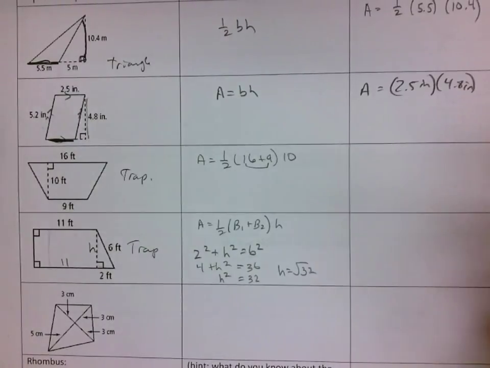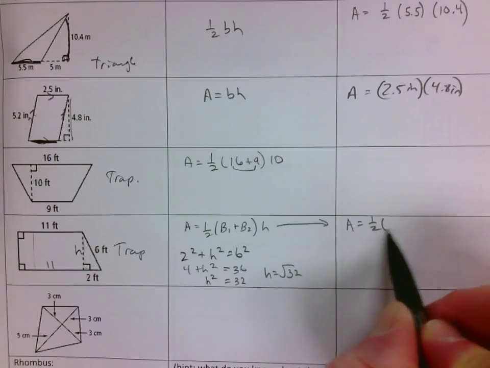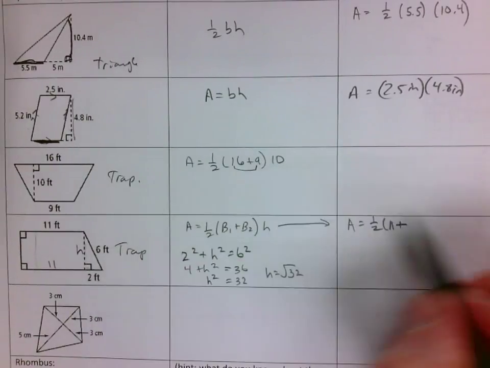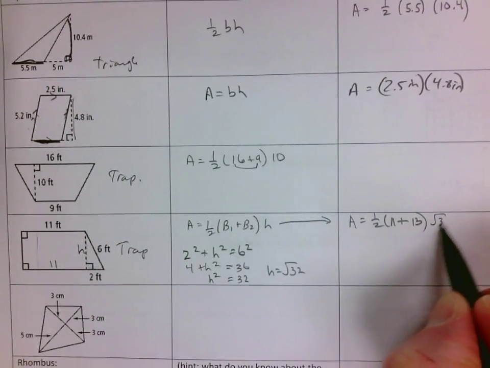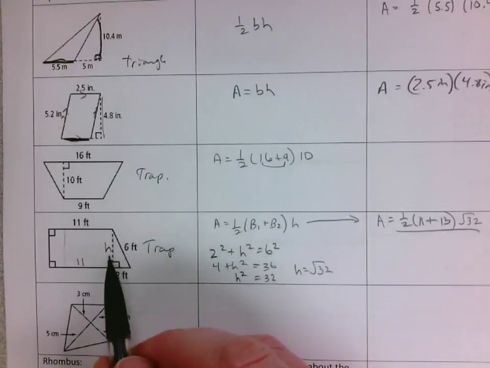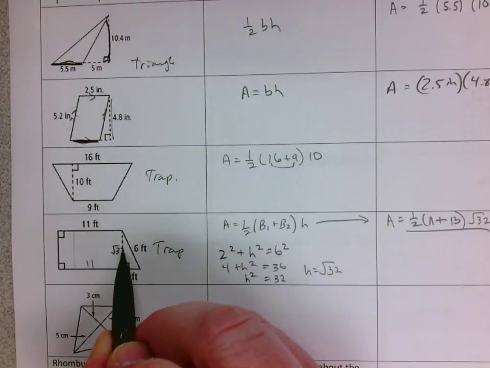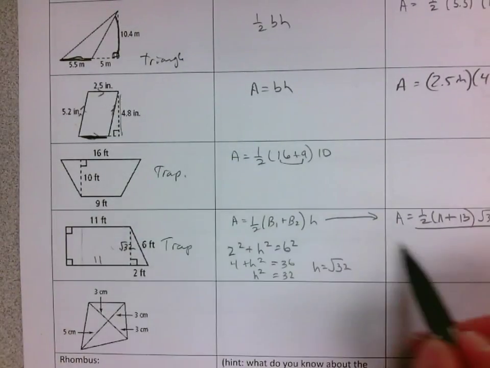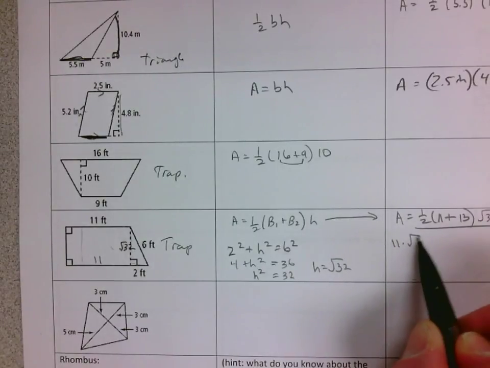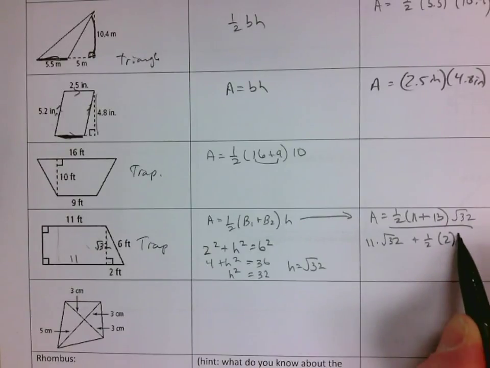We're using this formula. Base 1 is 11. Base 2 is 13. Height is the square root of 32. Multiply that out. Or if you go back to this picture, you have a rectangle plus a triangle. Both of those will give you the same thing. The rectangle is 11 times radical 32, and the triangle would be 1/2 times 2 times radical 32. Regardless, either of those gives you your final area.